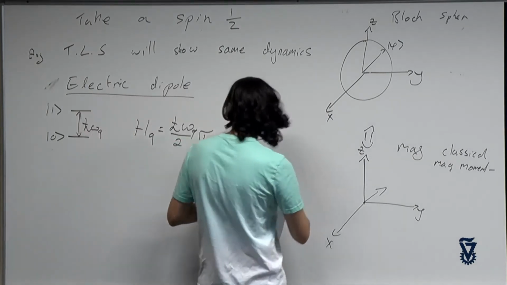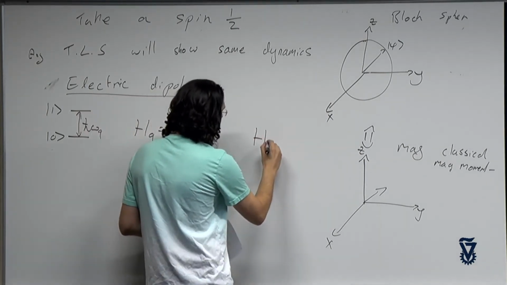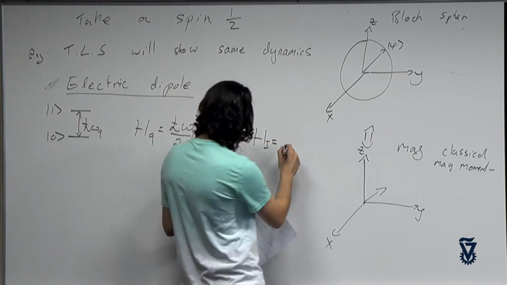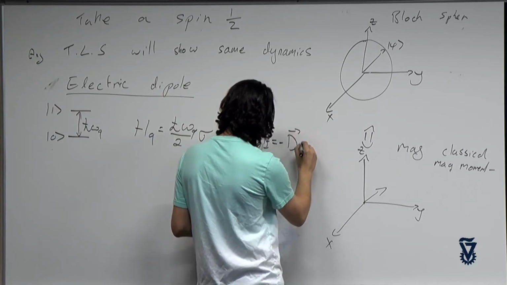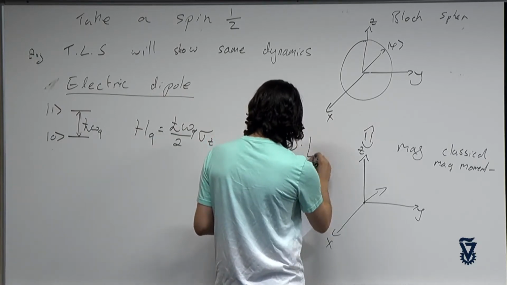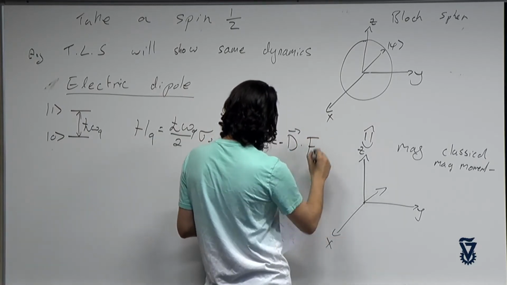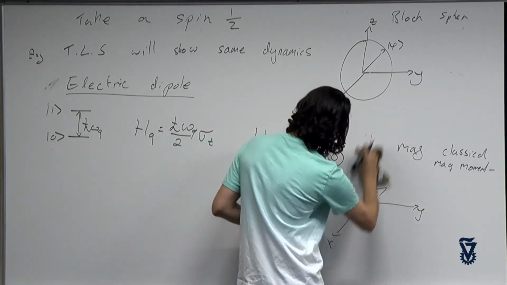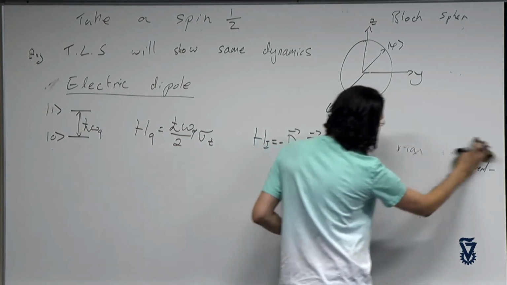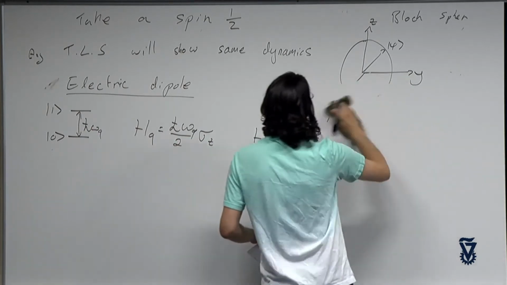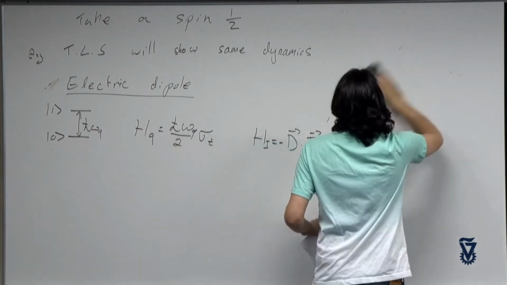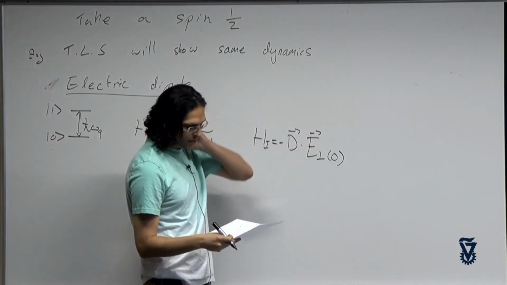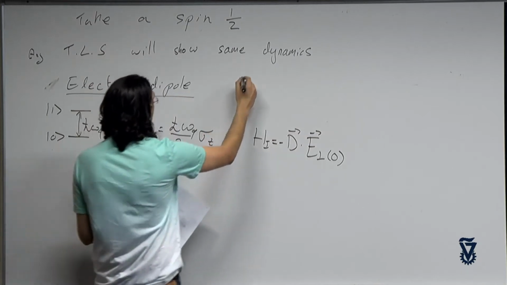And it's an electric dipole, so it's going to have an interaction with an electric field. So the interaction Hamiltonian is minus d dot E perpendicular of 0. I'll explain what I wrote now. Okay, so this is the interaction Hamiltonian. Oh, sorry, I forgot to write that.